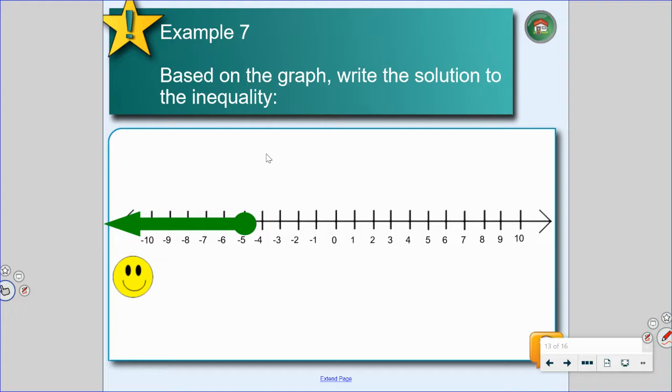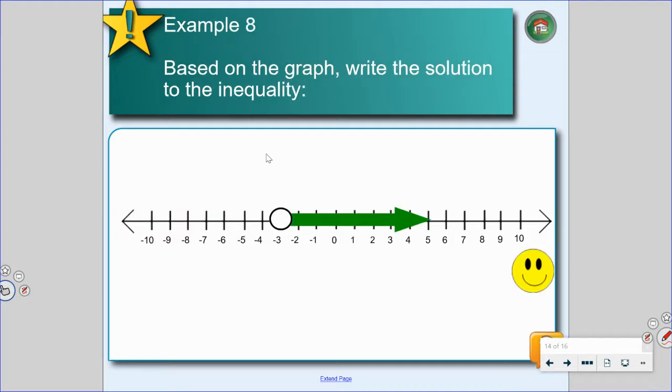Let's do one more. All right, looks like we're starting at -5. We're looking for all the numbers that are smaller or less. Now, can it equal -5? Sure. Because that is a closed dot, it's either smaller than -5 or it is equal to -5. So this solution set, the colored array and the dot, describe all the solutions for any number that is less than or equal to -5.